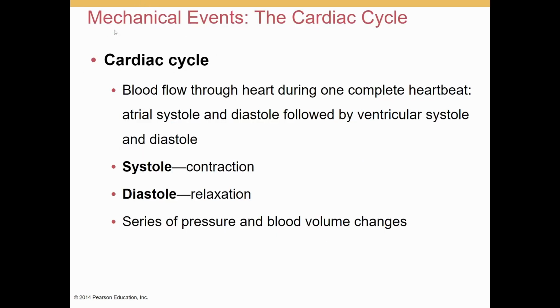Next, we're going to talk about the cardiac cycle. The cardiac cycle is looking at blood flow through the heart during one complete heartbeat. So it's going to include atrial systole. Remember, systole is similar to contraction, and atrial diastole. Diastole is similar to relaxation. That, of course, will be followed by ventricular systole and diastole. So we're going to be looking at the atria contract and relax, and then the ventricles contract and relax.